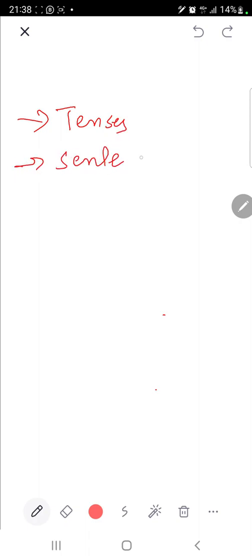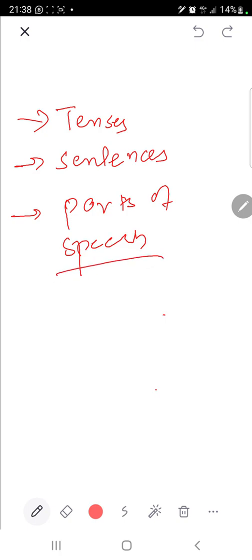What comes to your mind when we talk about the grammar in OET writing? First of all, to save time, I'll answer my question myself. In grammar, we have three major things: tenses, sentences, and parts of speech, right? So you can see over here how we can use the tenses, the sentences, and the parts of speech appropriately in OET writing.